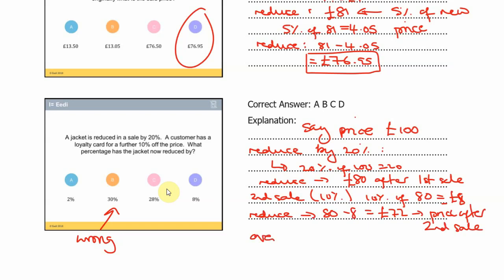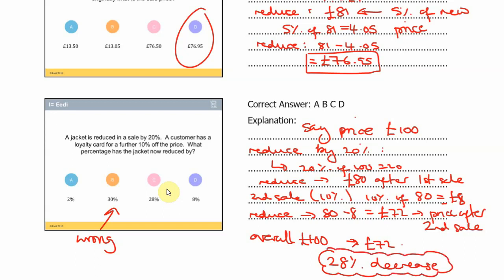So overall, it's gone from £100 to £72. So the percentage change there would be 28%, because 28% of 100 would be 28, and we'd take that off. So this is a 28% decrease. So we can see from that example, we've shown that it's not 30. It's definitely 28. So always just test it out with numbers when you've got something like this.